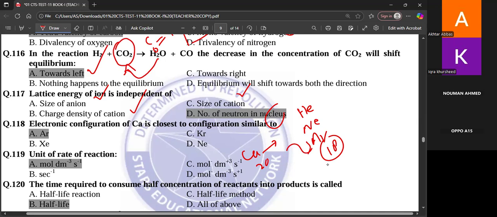Unit of rate of reaction. You know that rate is equal to delta C divided by delta T. What is the unit of concentration? It is mole per decimeter cube. And what is the unit of time? That is second, so it is also called per second. So we can say that the unit of rate of reaction is alpha.